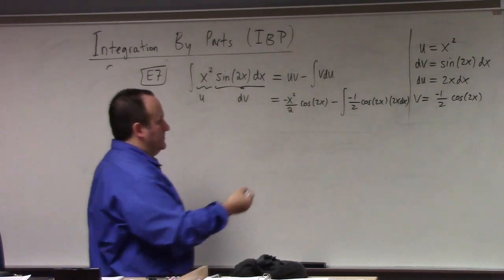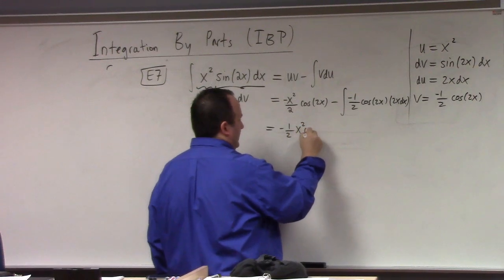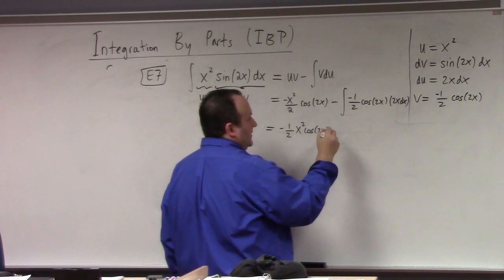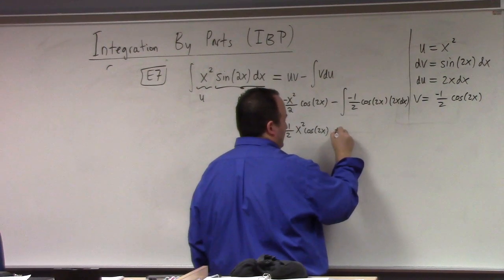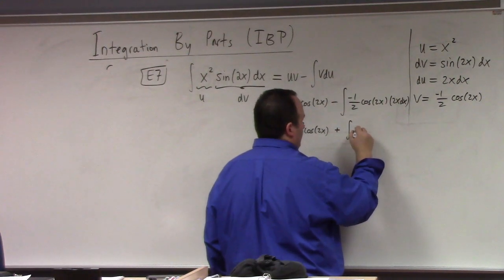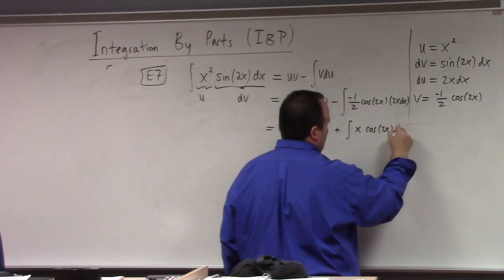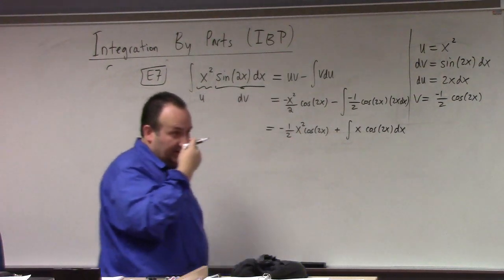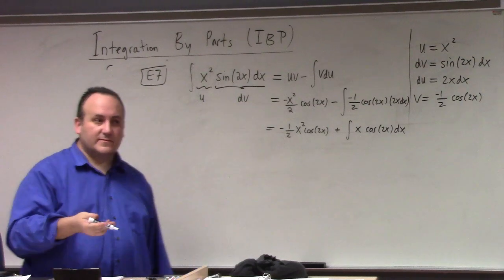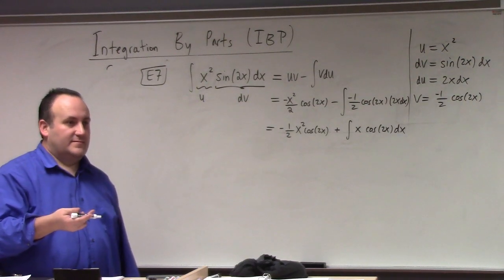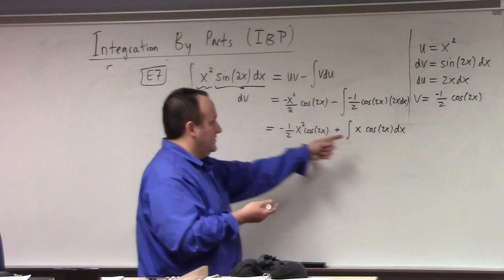And then what happens? Well, let me clean up the minuses. I've got minus 1/2 x squared cosine of 2x. The 2's cancel, and the minuses cancel, so plus the integral of x cosine of 2x dx. It didn't loop, right? But it got better, right? We went from an x squared to an x.